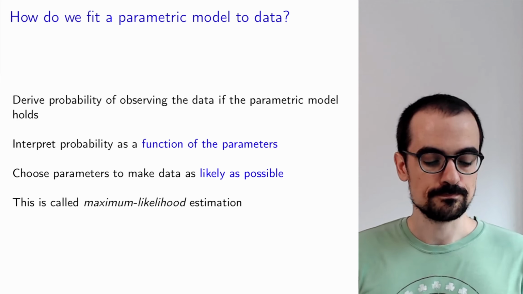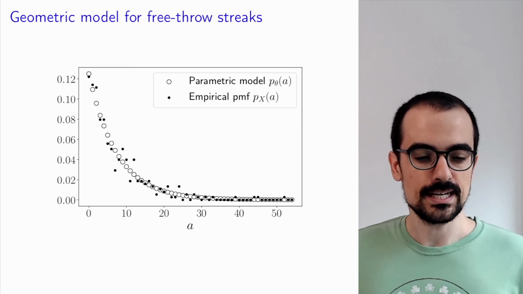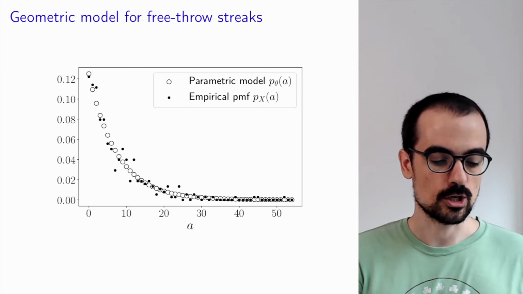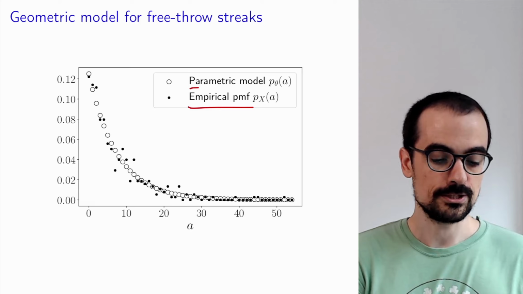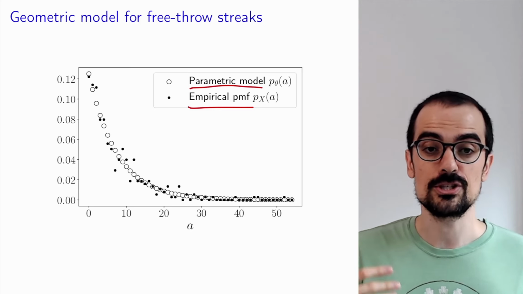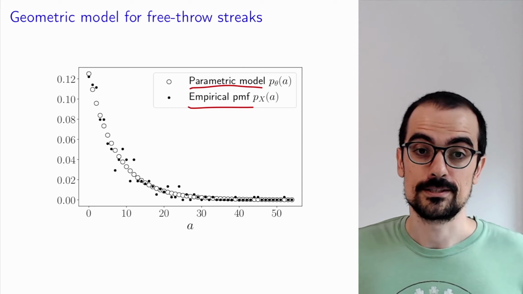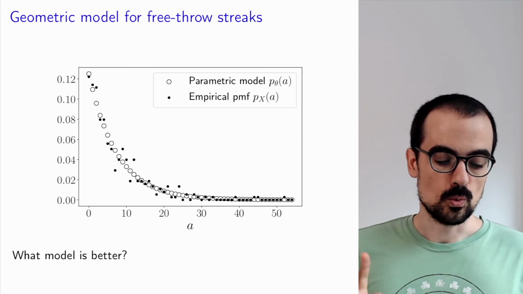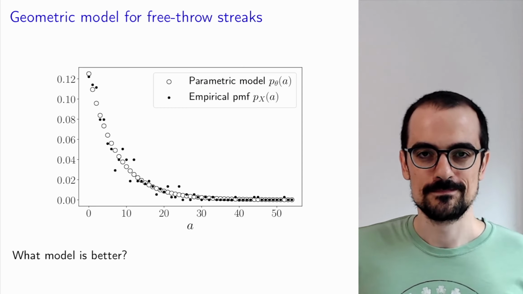When we apply it to Kevin Durant's data, this is what we obtain. So here we're comparing the non-parametric estimator, which is the empirical PMF, with this parametric model, which is based on a geometric distribution, and you can see that it's much smoother. It just depends on a single parameter. All right, so which of these models is better? How would you compare them?